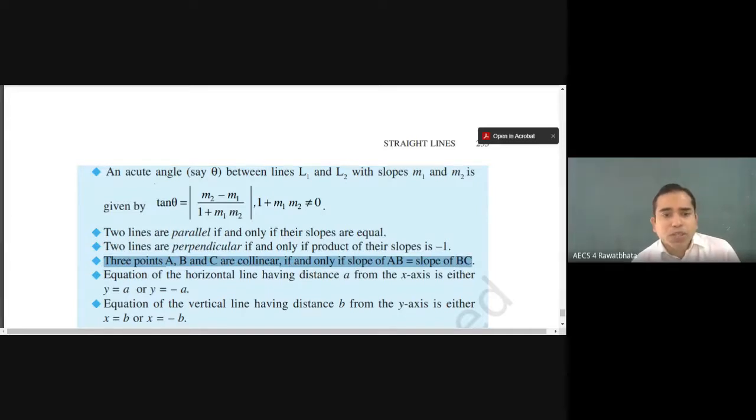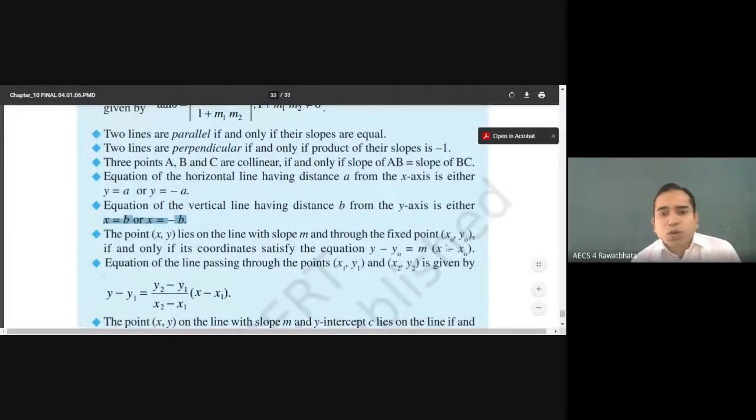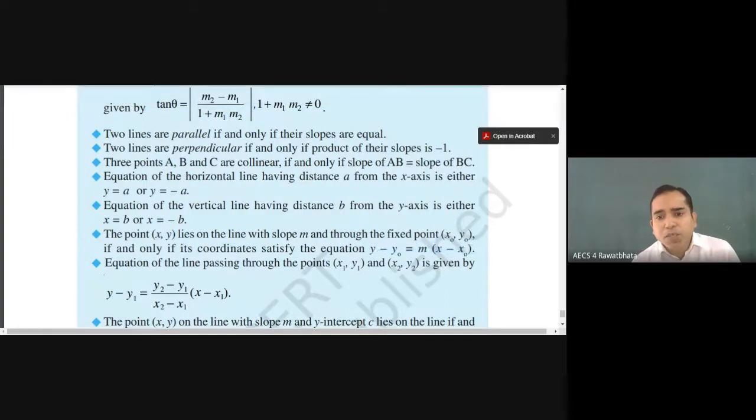The horizontal line equation is given by y equal to a, where a may be plus or minus. Similarly, the vertical line equation is given by x equal to plus minus b. The equation of a line passing through one point is y minus y0 equal to m multiplied with x minus x0, where m is the slope and the point on the line is x0, y0.